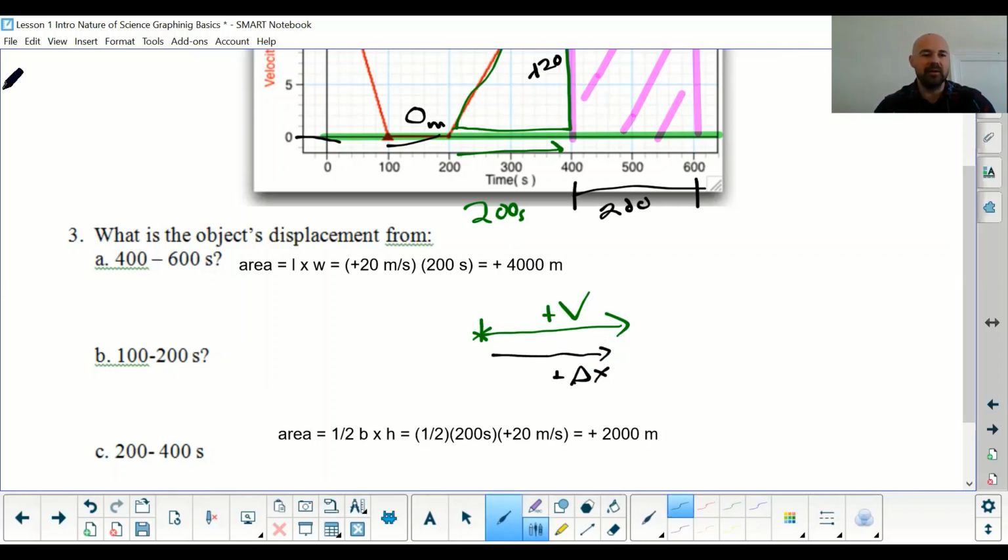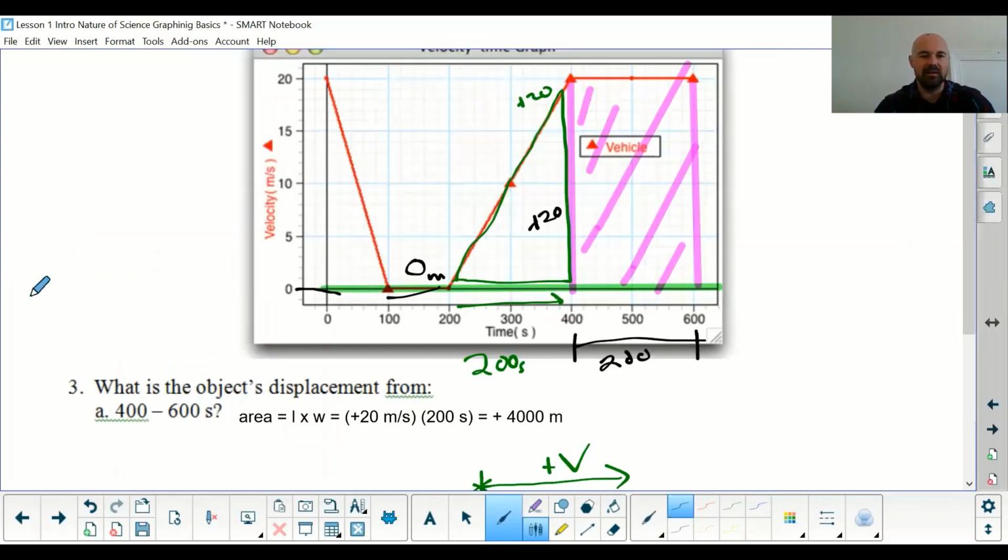Just to reiterate, in the first part, this first 100 seconds, the object was decreasing its velocity. So if you imagine the car is braking, but it's braking as it moves forward, it's still got a positive velocity. That velocity is just getting closer and closer to 0.